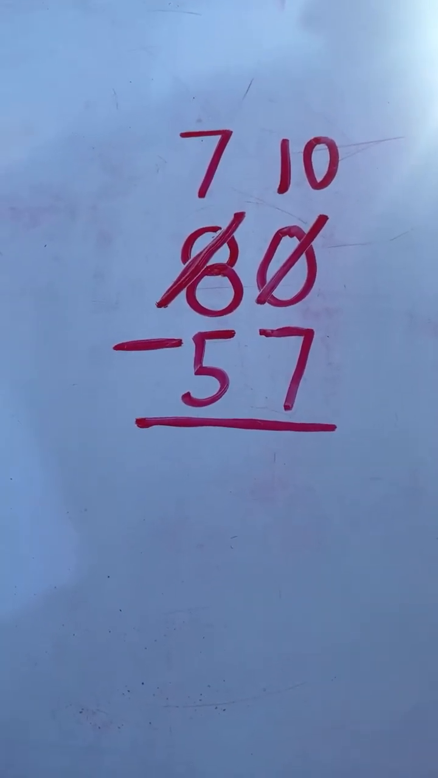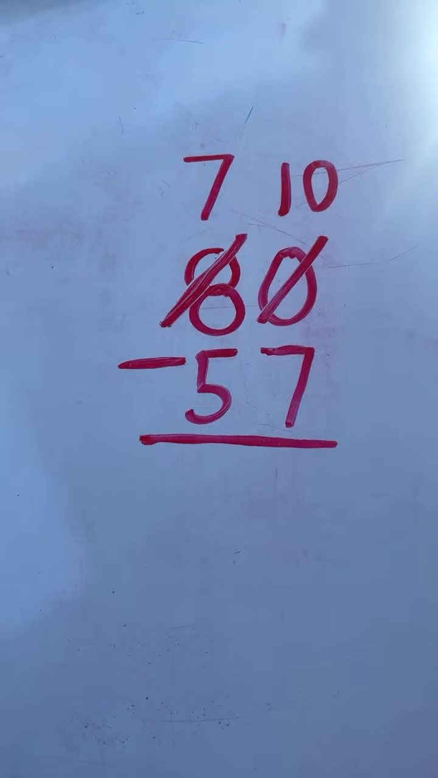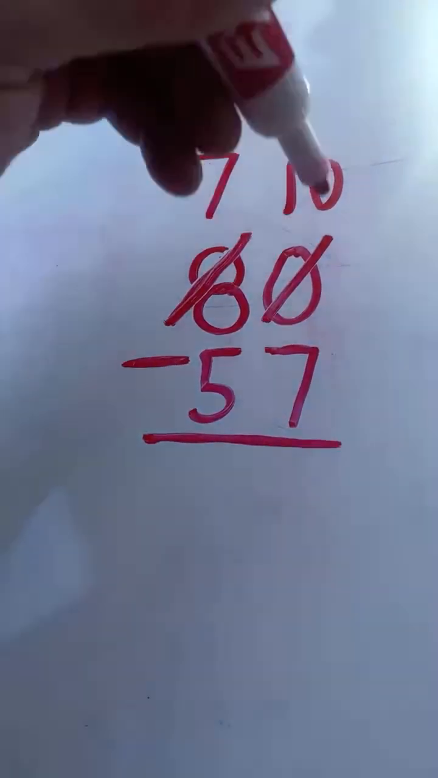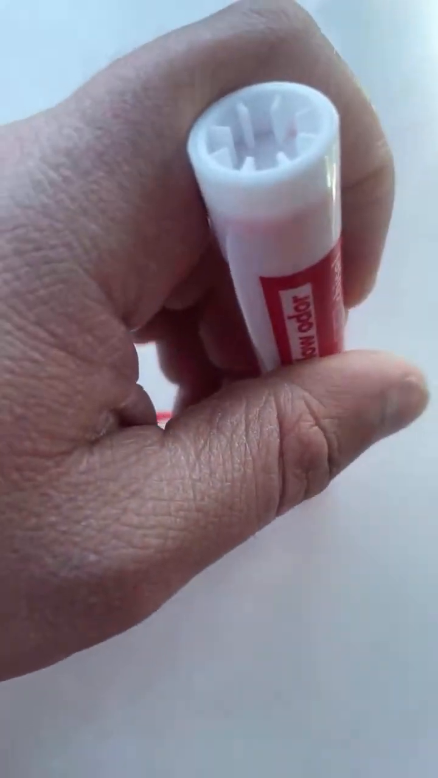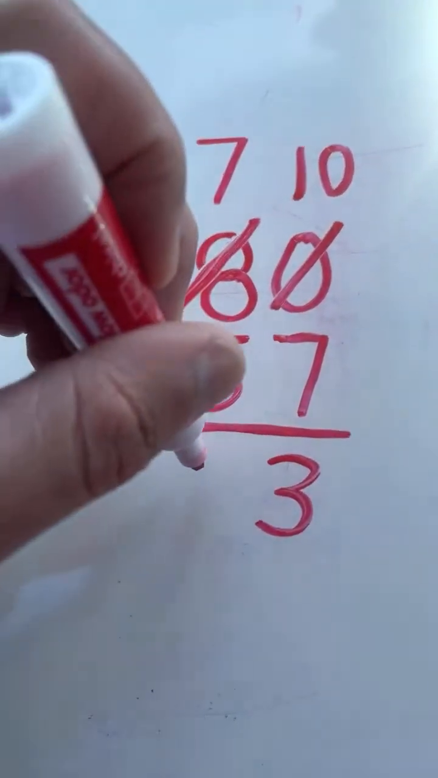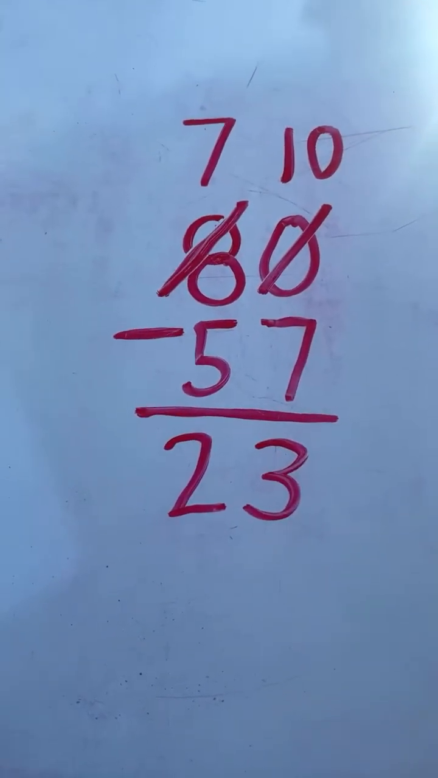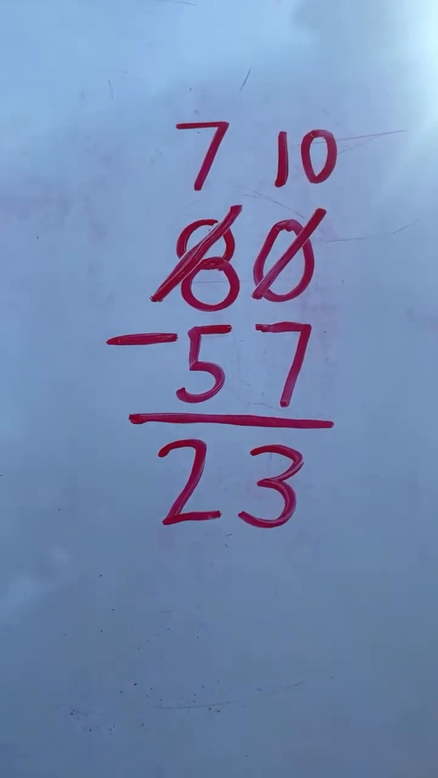Alright, so now that all of the top digits are bigger than all of the bottom digits, now we can subtract. 10 minus 7 equals 3. 7 minus 5 equals 2. And we have our final answer. 80 minus 57 equals 23.